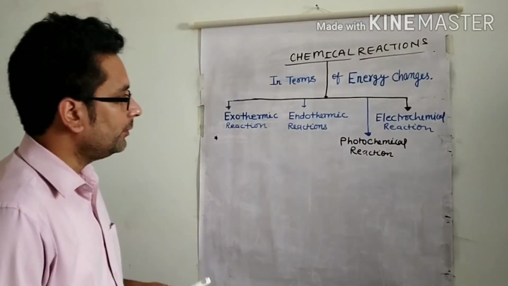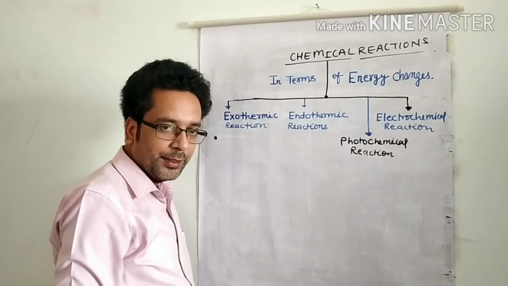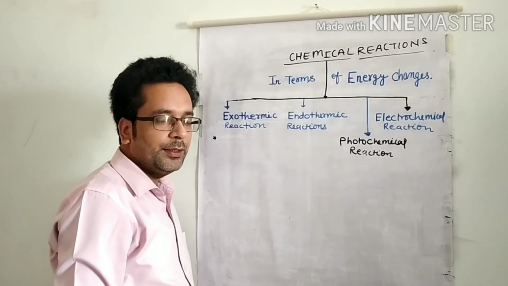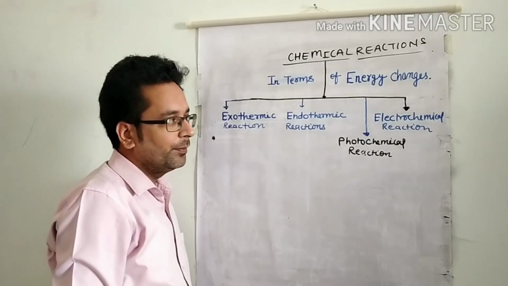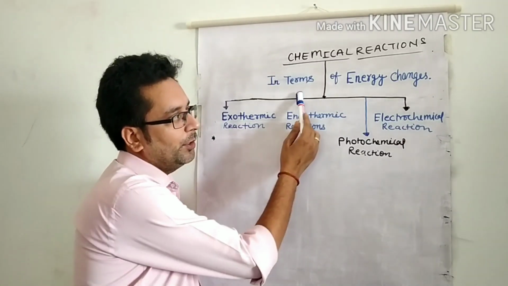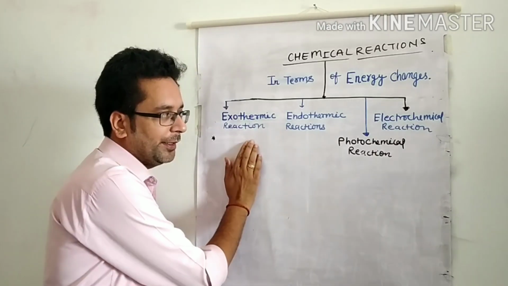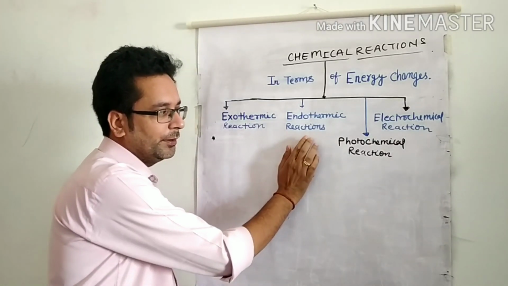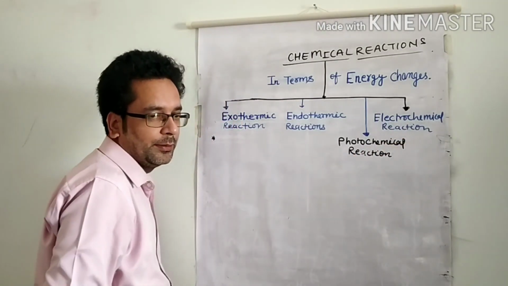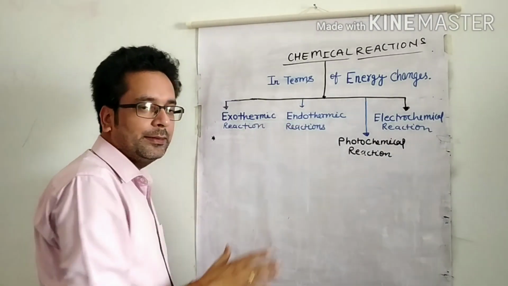Now look here. Chemical reactions in terms of energy changes. Energy means heat, light. In terms of energy changes, reactions are of four types: exothermic reaction, endothermic reaction, photochemical reaction, and electrochemical reaction. Now I will explain all these reactions one by one.